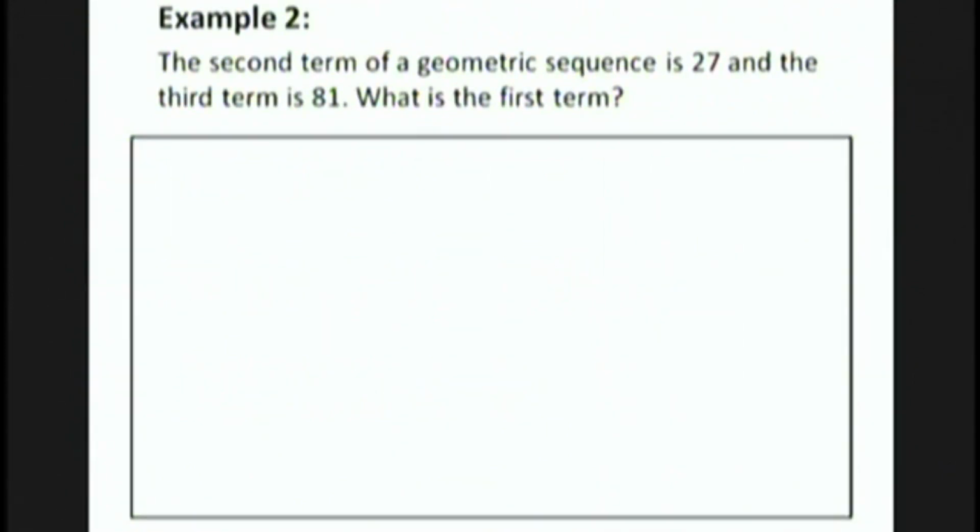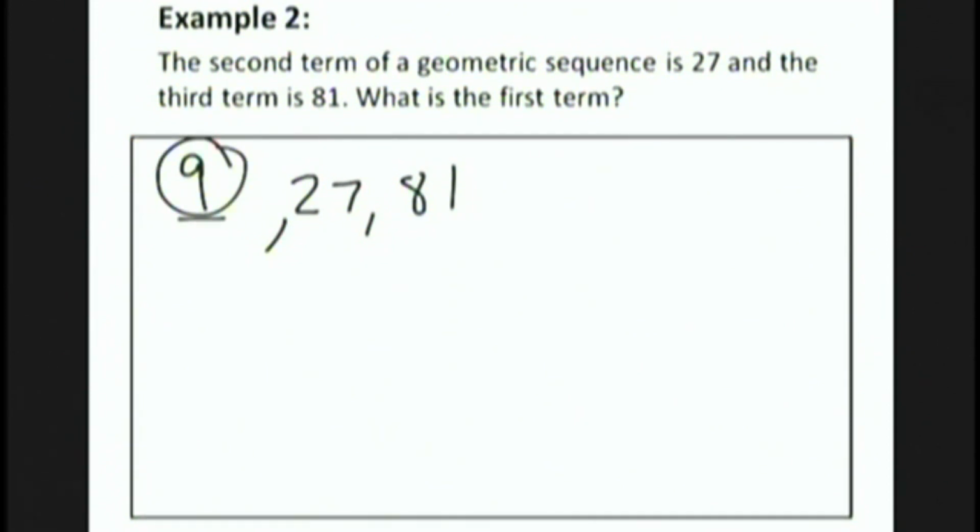Let's look at an example. The second term of a geometric sequence is 27, and the third term is 81. What is the first term? Okay, well, if the second term is 27 and the third term is 81, notice that to get from 81 to 27, we divide by 3. So if we divide by another 3, 27 divided by 3 is 9. So the first term is 9.